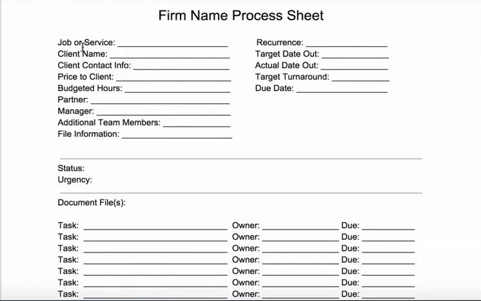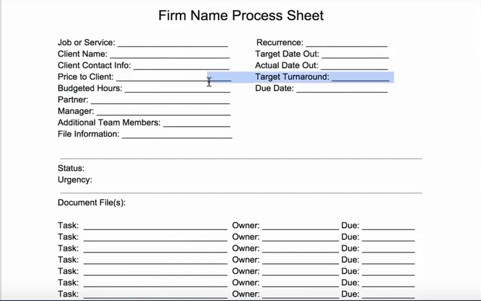So the first area here is what we call the foundation. This is the area where you're going to list, of course, the job or service. You're going to list the recurrence date. You're going to list things, of course, like the client name, contact info. We even recommend putting price to client. Now, if you're doing fixed fee or value billing, this is not a big deal. This might even be public on your website already. The nice thing here is that when you go into the metric review, you already have this information right here.